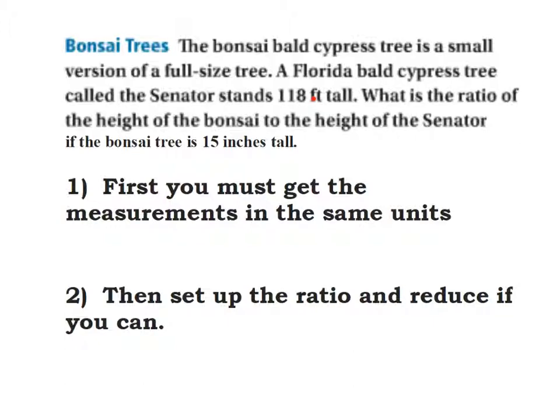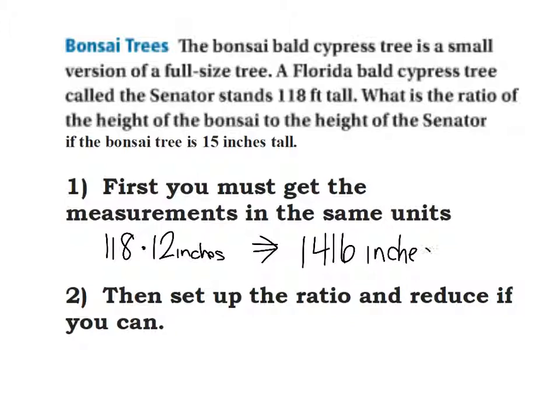And there's 12 inches in a foot. So I would have to take my 118 feet times 12 inches, and then I would have my total number of inches. So 118, let me grab my calculator. 118 times 12. All right, so that's ultimately 1,416 inches tall, the senator tree is. Now that my units are the same, I could actually compare these two trees.